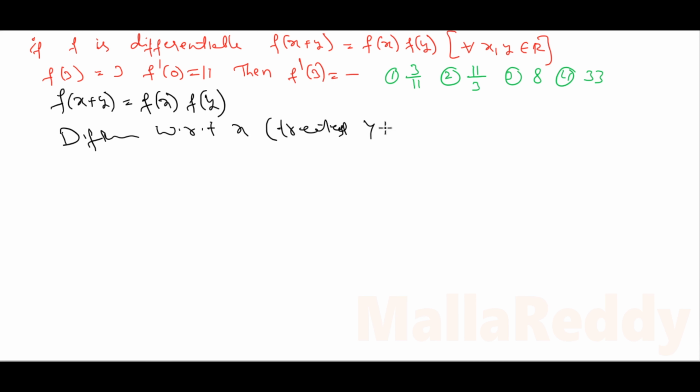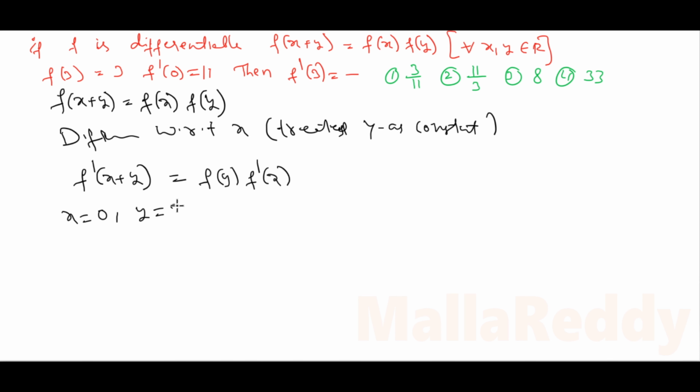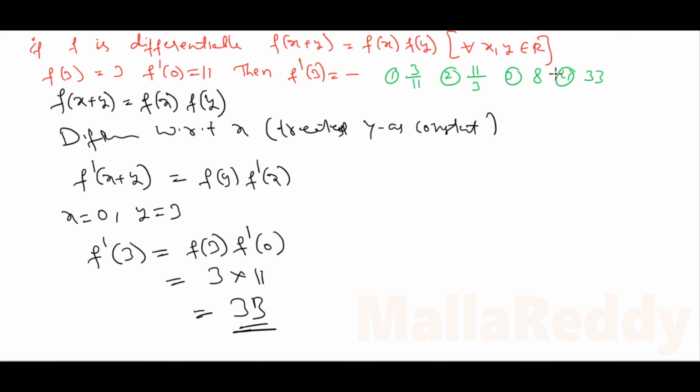Differentiation with respect to x, treating y as constant, that is the derivative of f of x plus y is f dash of x plus y into the derivative of x plus y, which is 1, into f of y, which is constant, equal to f dash x into f of y. So put x is equal to 0 and y is equal to 3 in the given relation, that is f dash of 0 plus 3, that is f dash 3, is equal to f dash 0 into f of 3. Here f of 3 is given as 3 and f dash 0 is given as 11, that is 3 into 11 is equal to 33. Here the fourth option is the correct answer.